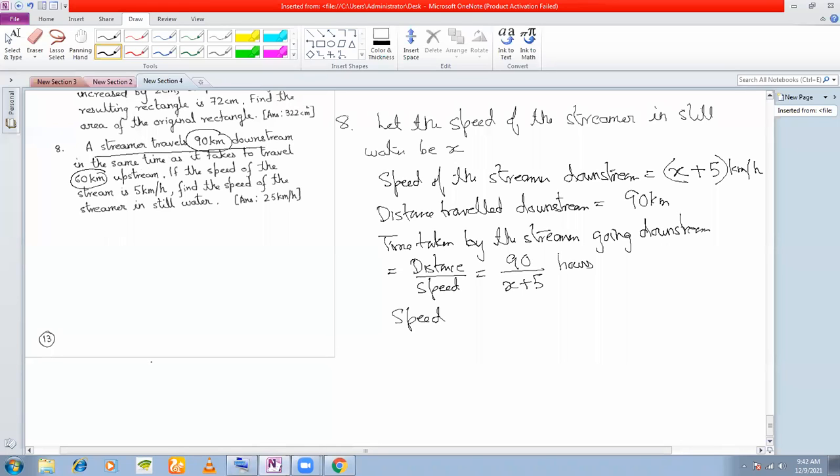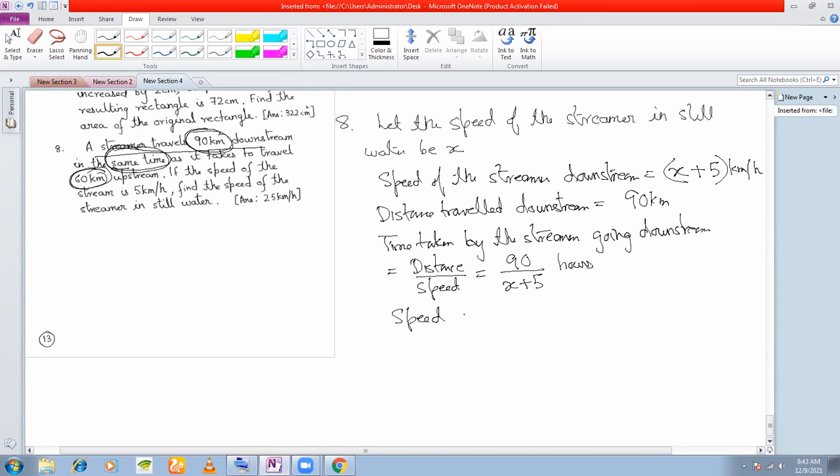Understood? Here in the last problem, the distances between the ports were the same. Port 1 to port 2, the distance will remain the same. But in this case, the distances are different. One distance is 90 kilometers, the other distance is 60 kilometers. Here, what is the same? The time is the same here, right? So that is why we are calculating the time.